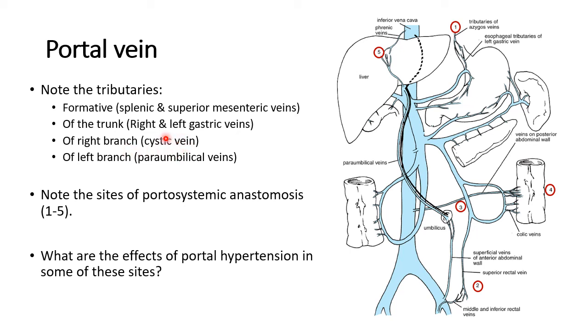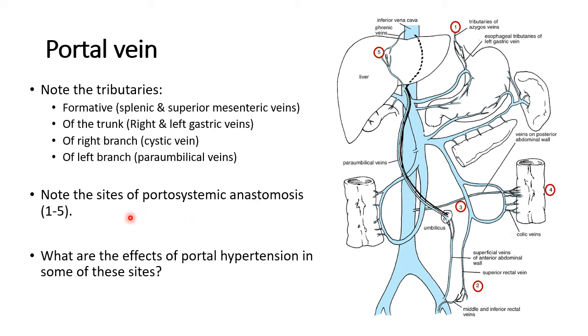There are veins that drain into the branches of the portal vein. So this is the portal vein. It will have a right branch and a left branch. The right branch, the cystic vein, drains into the right branch of the portal vein. You already saw this in the gallbladder blood supply. The left branch drains the para-umbilical veins. These are the para-umbilical veins, coming from the umbilicus through the ligamentum teres until they reach the left branch of the portal vein.